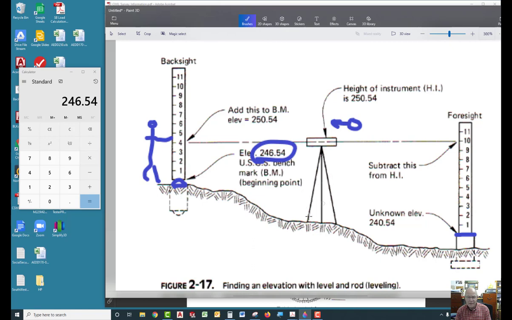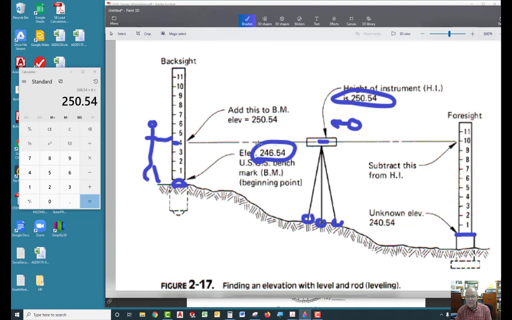It doesn't make any difference where this is as long as it's stable. As long as you have 3 points of contact, that's a stable instrument, and as long as you can level it using the level that's built in, you can look back and you can know that the height right here is exactly the same as the height right there. The height right there is 4 feet above the known position. That's our known position, so we're just going to go over and add 4. That gives us 250.54.